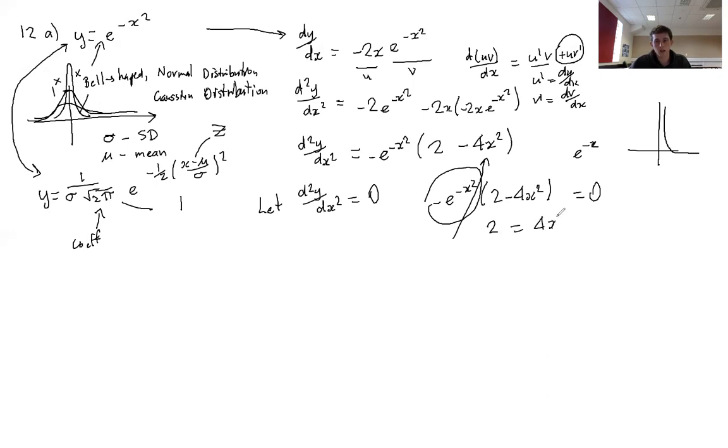2 is equal to 4x squared. And after some rearranging, we're going to get x squared is equal to 1/2. So x is going to be equal to plus or minus 1 on root 2. And these two values here, these are our inflection points.